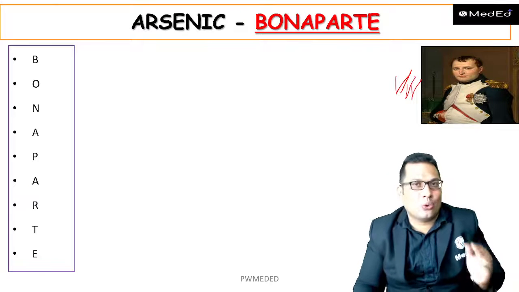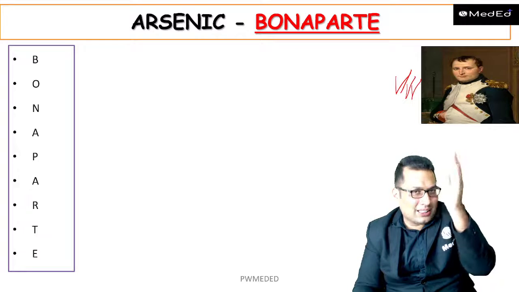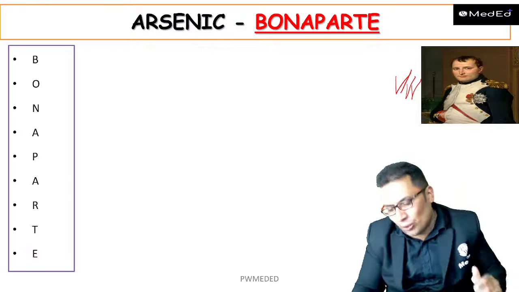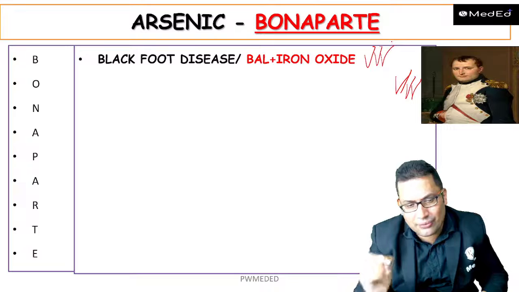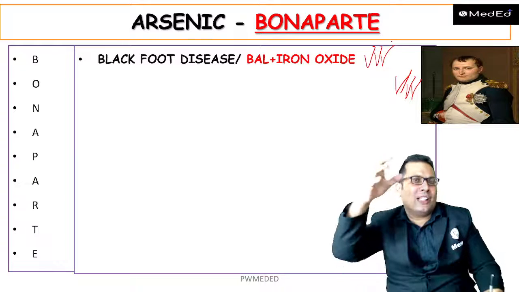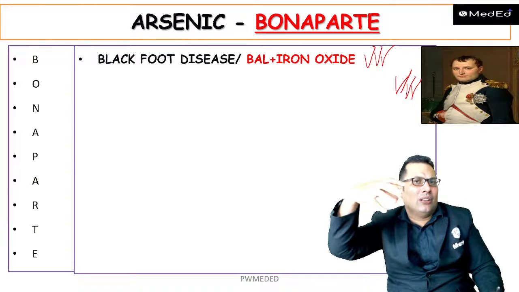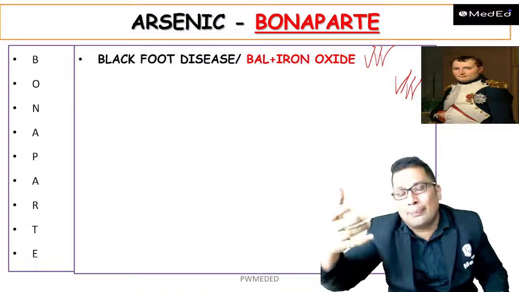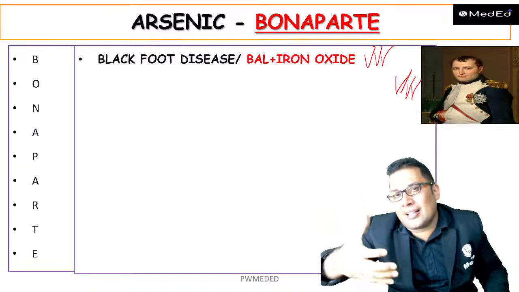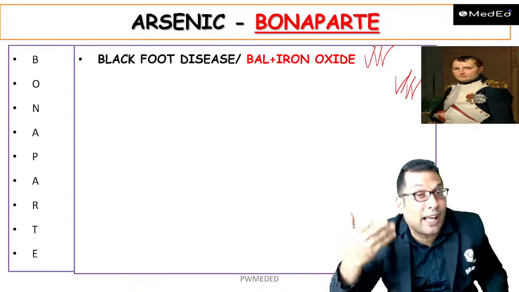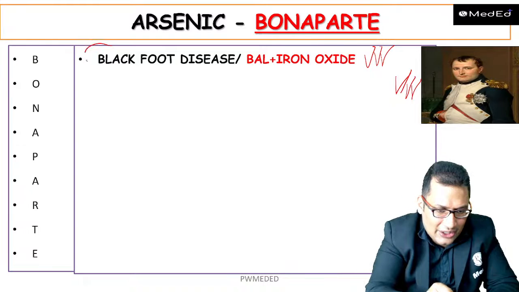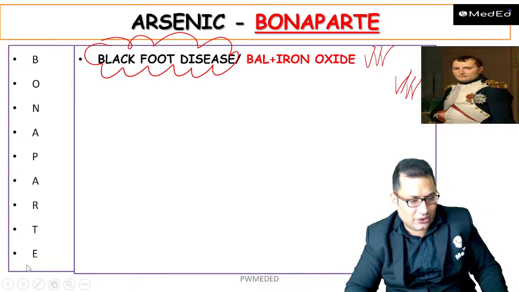B is for black foot disease. You know what happens in arsenic poison? Because of vasculitis there can be gangrene, characterized by black discoloration of the limbs. That is known as black foot disease. This is asked in your exam. Don't forget to remember black foot.